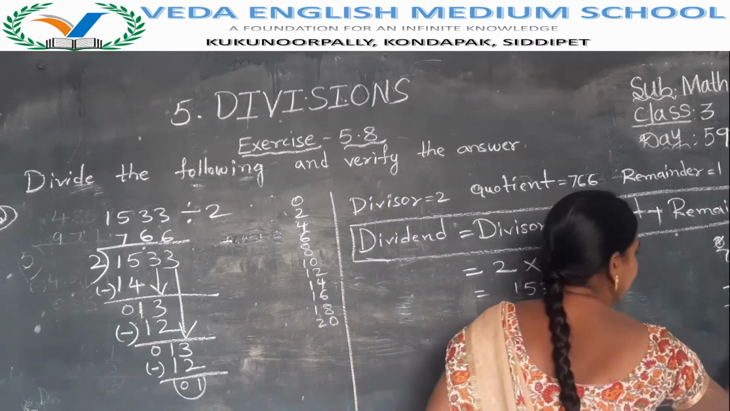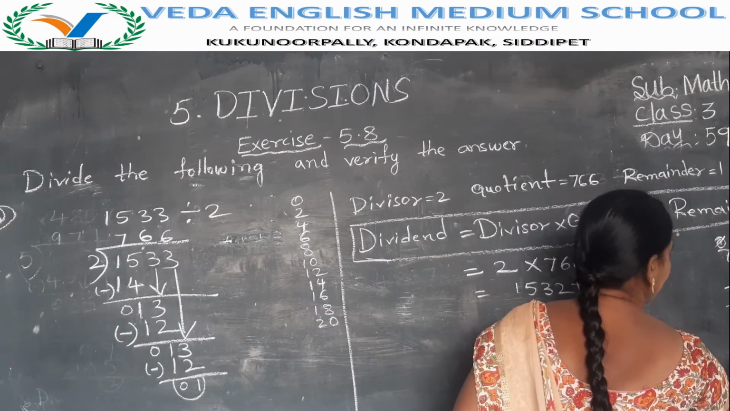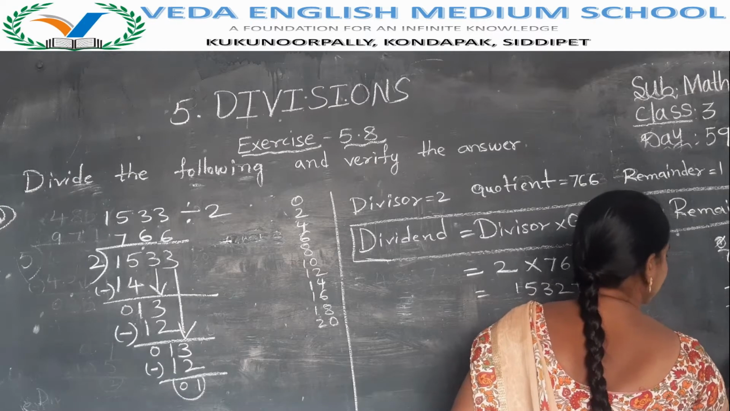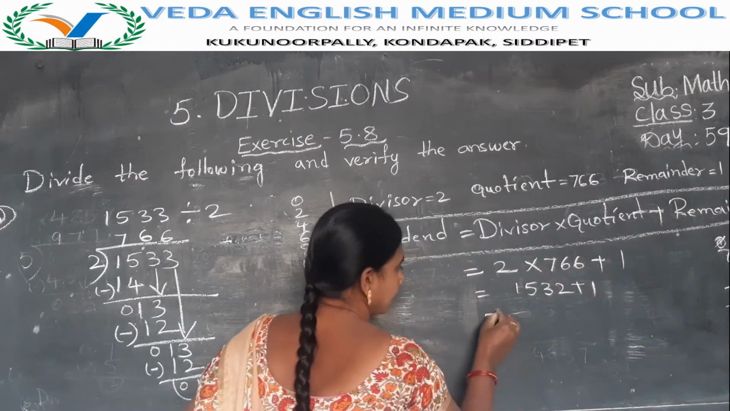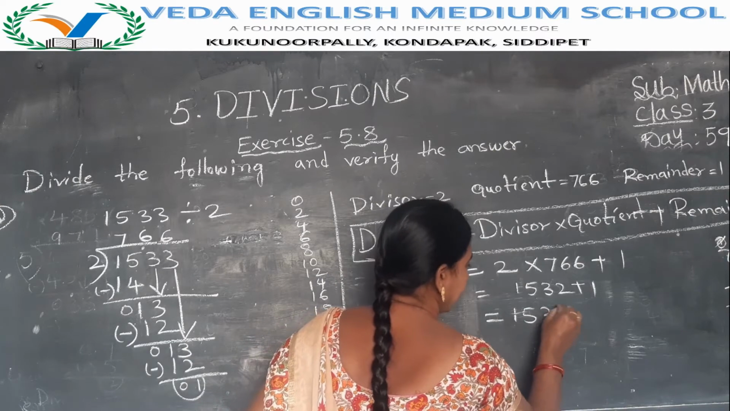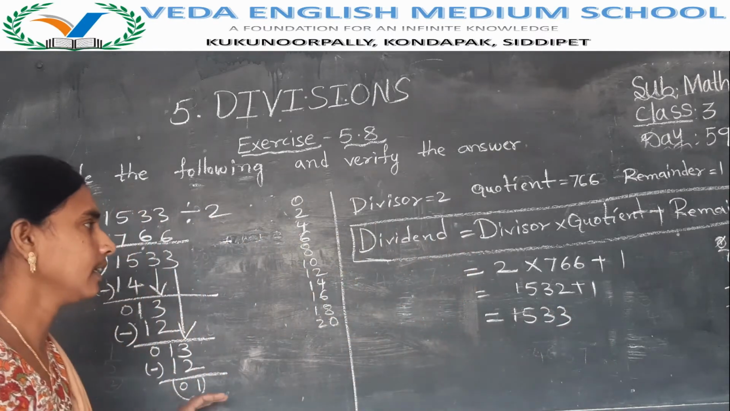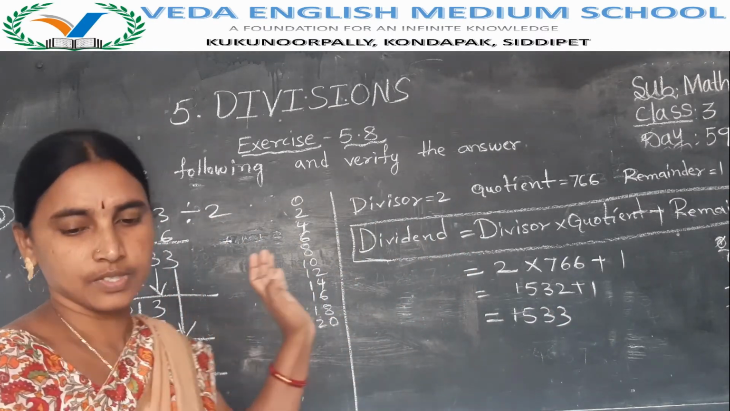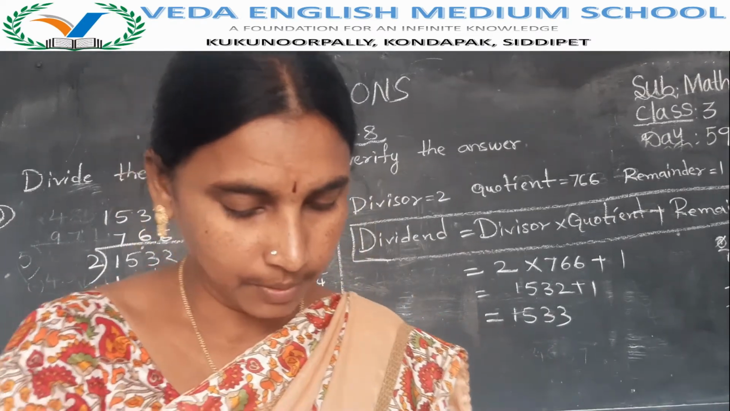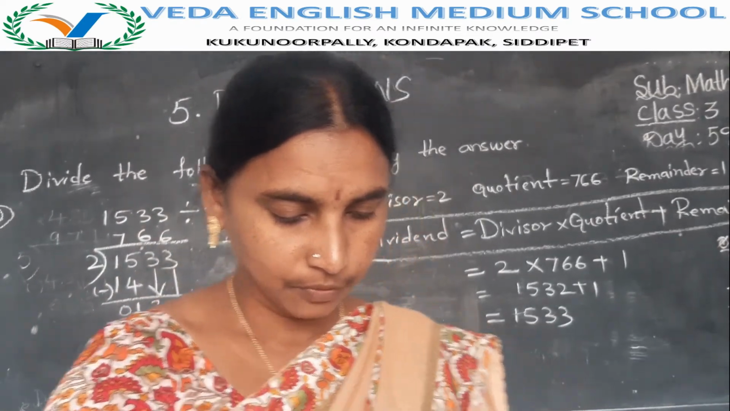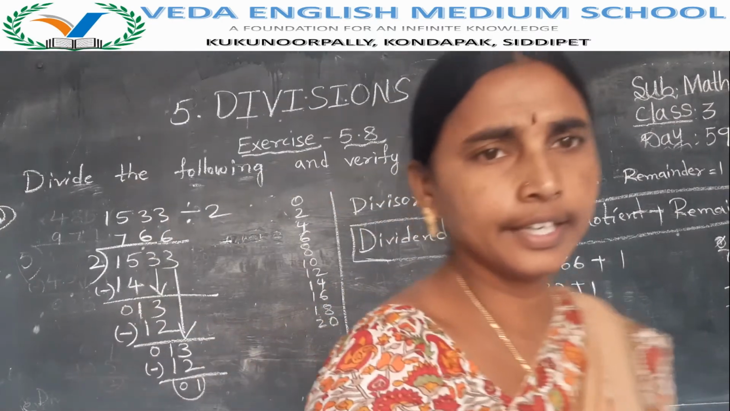Now add this one plus 1. So now let us add. 2 plus 1 is 3. 3, 5 as it is, 1. The total here is 1533. Okay children, like this do all the problems. The third problem is completed. I will explain the fourth problem. Okay.